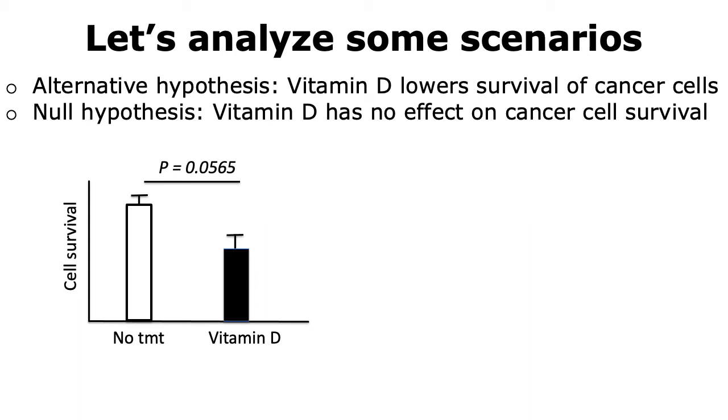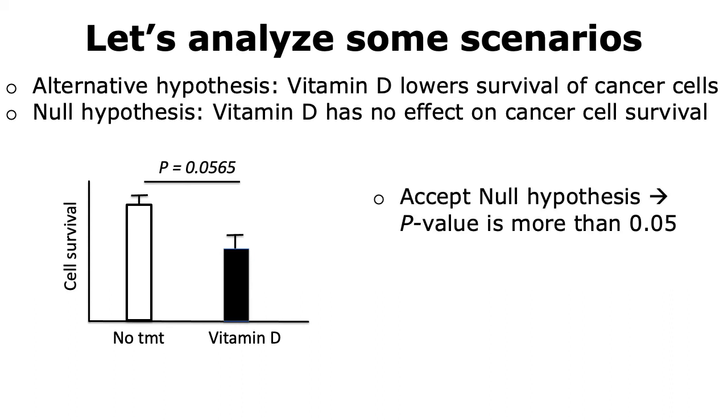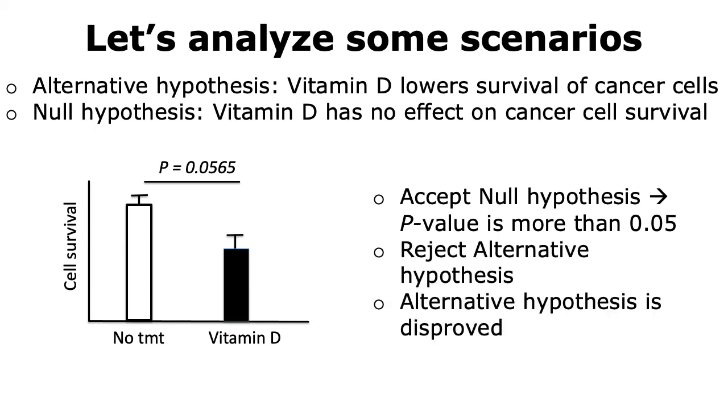Let us assume that this is the data that we got, where the p-value is 0.0565. Since the p-value is more than 0.05, we will accept the null hypothesis, which stated that vitamin D has no effect on cancer cell survival. Thus, we reject the alternative hypothesis, and the alternative hypothesis is disproved in this scenario.